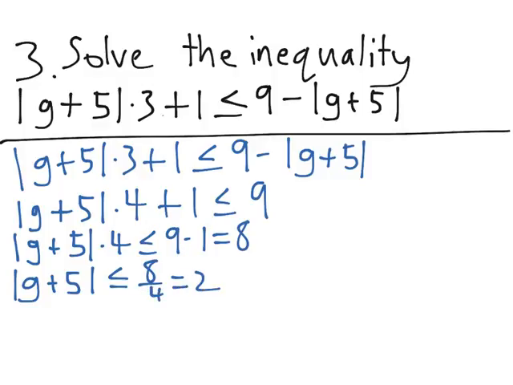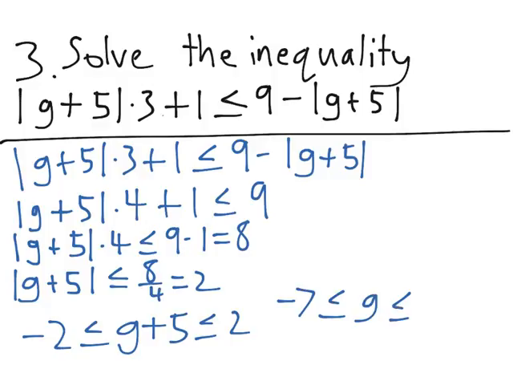Finally, we can split this into two inequalities. Since we have absolute value of g plus 5 is less than or equal to 2, this becomes a compound inequality, which is minus 2 is less than or equal to g plus 5, which is less than or equal to 2. Now if we subtract 5 from both sides of both of these inequalities, we can actually just subtract 5 from each of these three expressions. This will give us minus 7 is less than or equal to g, which is less than or equal to 2 minus 5, which is minus 3. And that's the final answer.